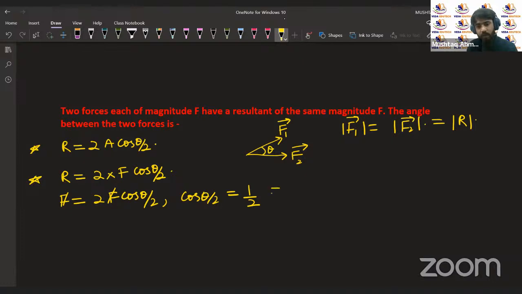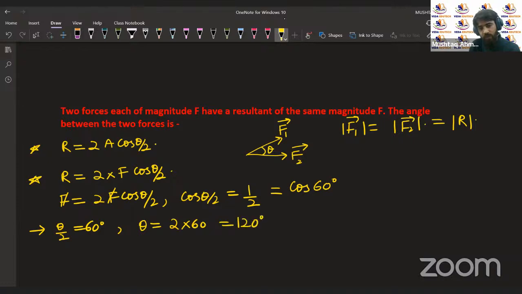And we know that the value of cos theta is 1 by 2 at an angle of 60 degrees. So we can replace this 1 by 2 with cos 60. So from here we can get that theta upon 2 is equal to 60 degrees. So it means that the angle theta is 2 times 60, that is 120 degrees. It means that these two forces F1 and F2 must be inclined at an angle of 120 degrees with each other.